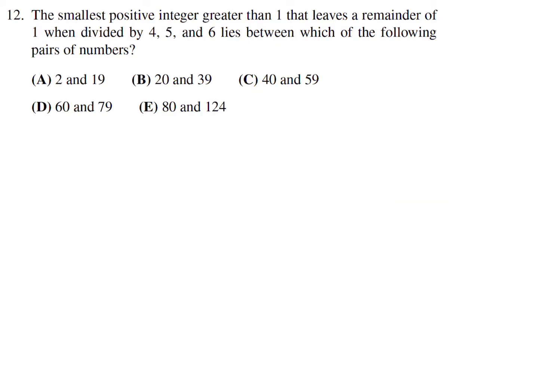The smallest positive integer greater than 1 that leaves a remainder of 1 when divided by 4, 5, and 6 lies between which of the following pairs of numbers? This question is similar to finding the LCM, least common multiple, of 4, 5, and 6. Well, 4 is 2 times 2, 5 is just 5, and 6 is 2 times 3. The LCM would be 2 times 2 times 3 times 5.